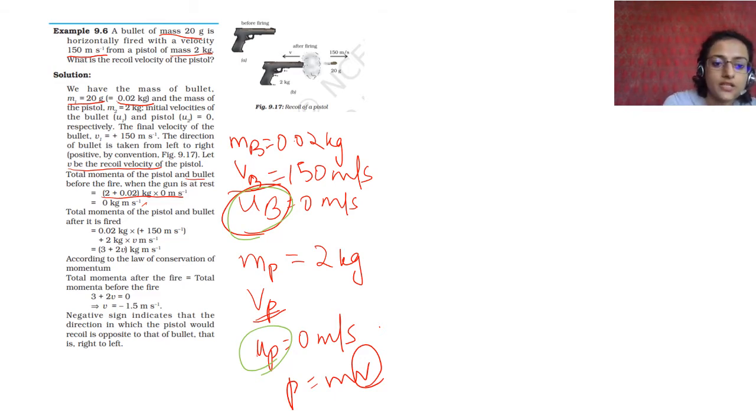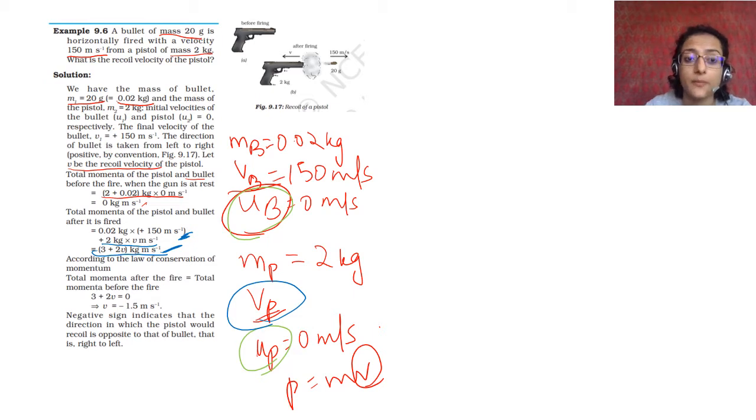Total momentum of the pistol and bullet after it is fired. So this is of the bullet, right? This is of the bullet, and this is of the pistol. Okay, we don't know the final velocity, we have to find the final velocity. Now you see that initial momentum and final momentum remain the same, therefore you equate whatever you have got here with 0, because that was the initial momentum. So therefore we get v is equal to minus 1.5 meter per second.